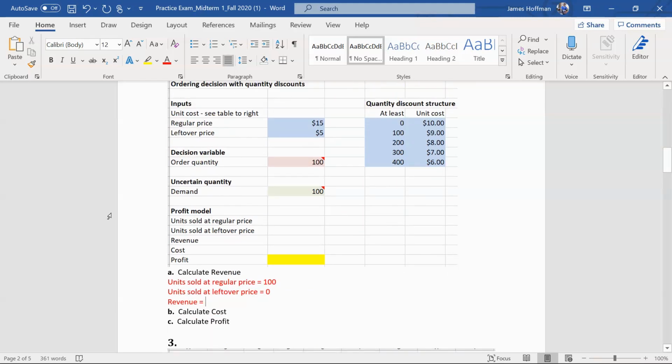Alright, so revenue, remember we did the model, we just had units sold at regular price times regular price. So the price of regular price books is 15. And we are going to sell 100 books at regular price. We just figured that out. So 100 times 15. And then just to be thorough, I'll put the leftover price component in here, even though it's going to be 0. So the leftover price is $5. But we're not selling any, so that's going to be a 0.